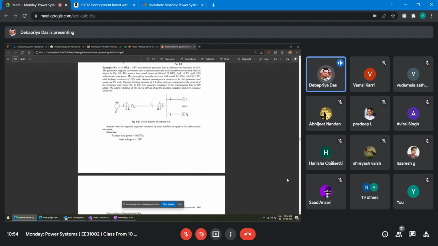D to E transformer, E to F transmission line, F to G again a transformer, right? G to P one motor, G to Q another motor. These two motors are in parallel. Right? These two motors are in parallel. And they have asked for the subtransient.